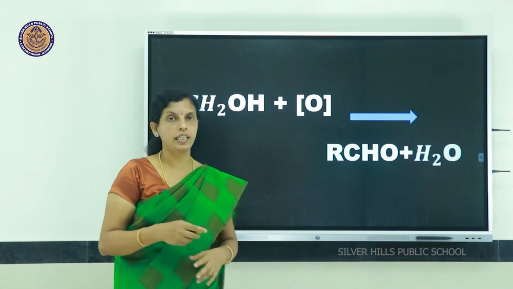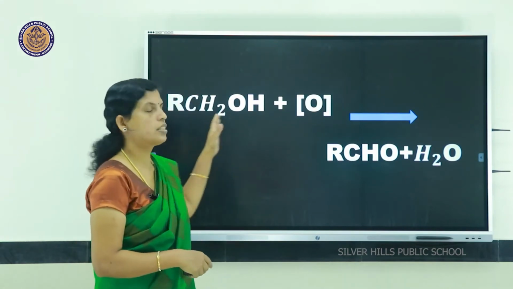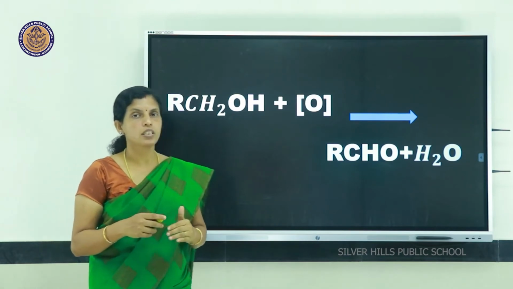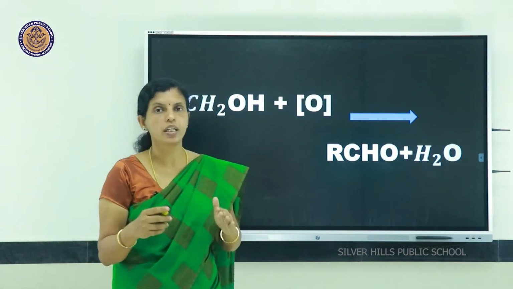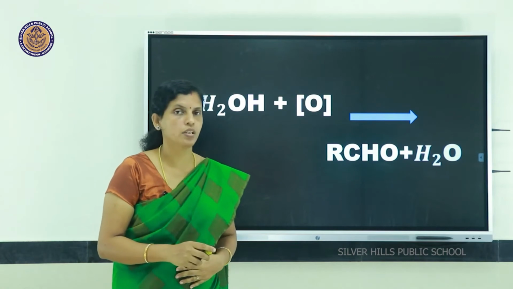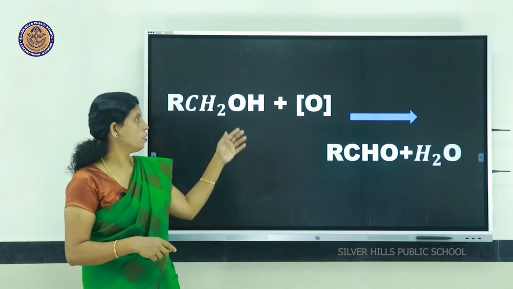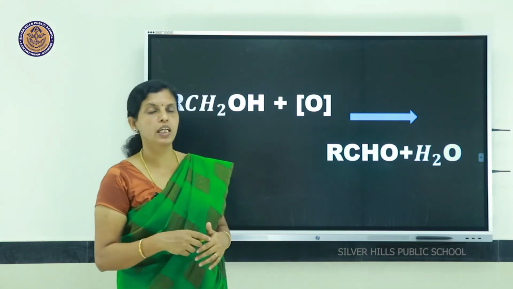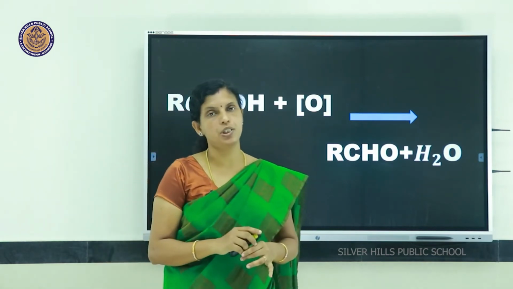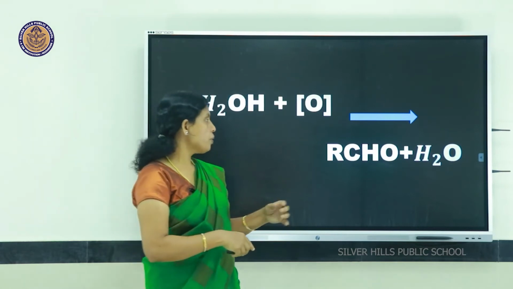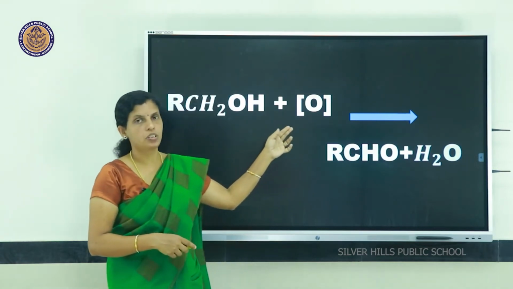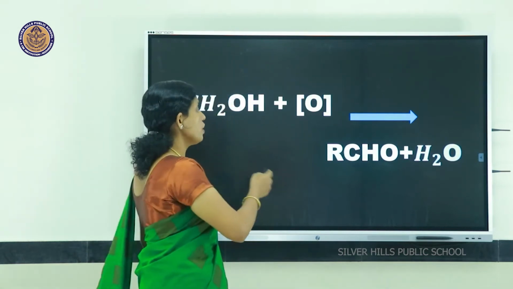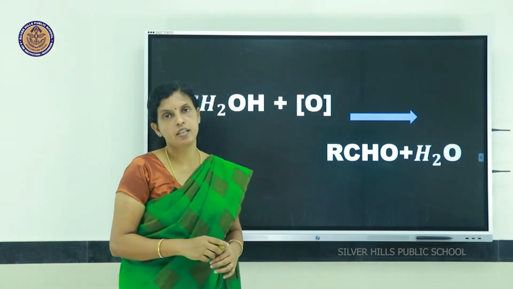Now let us consider an example. RCH2OH is the representation of a primary alcohol, that we know. So this primary alcohol on oxidation, we can use either a strong oxidizing agent or a mild oxidizing agent. If we are using a mild oxidizing agent like PCC or PDC, the product will be an aldehyde.